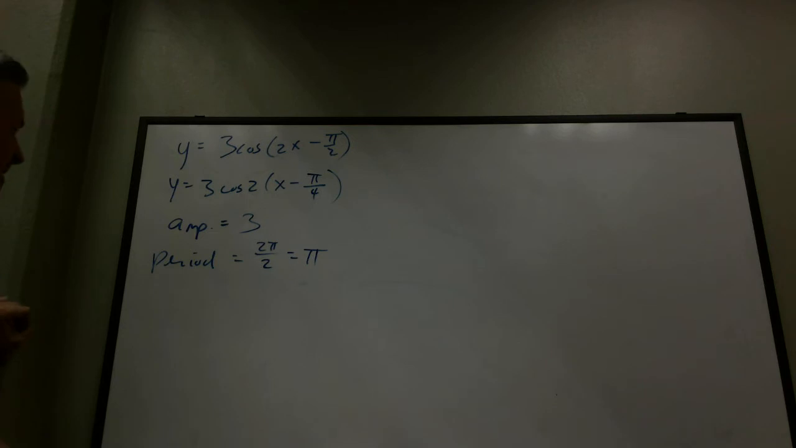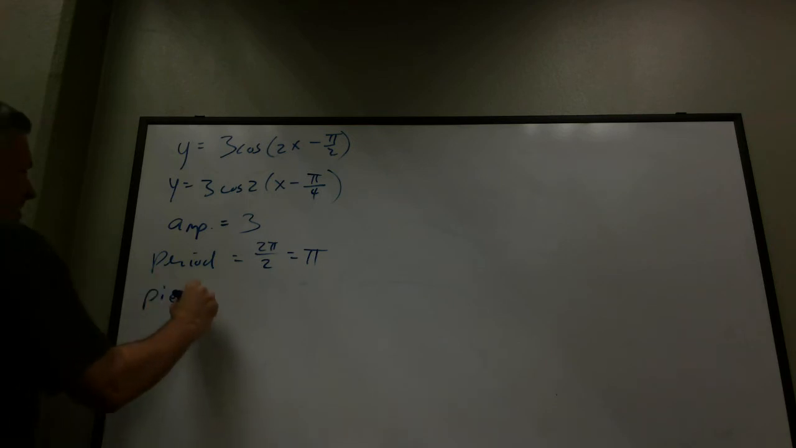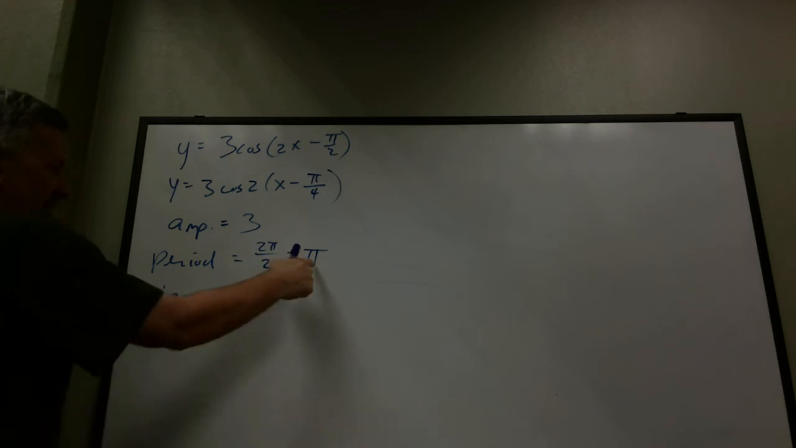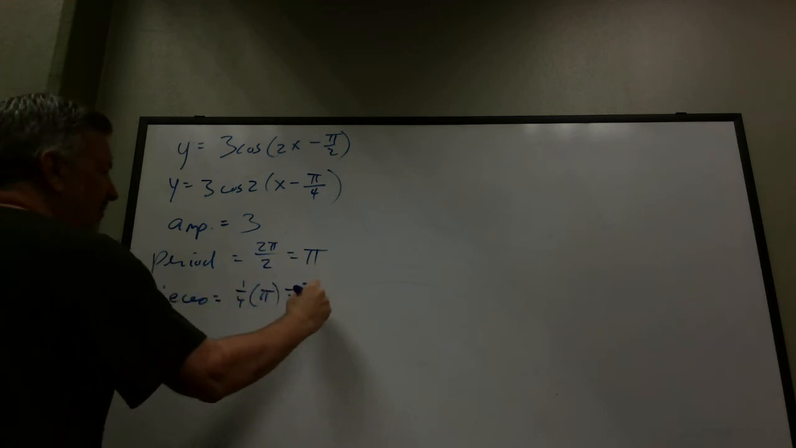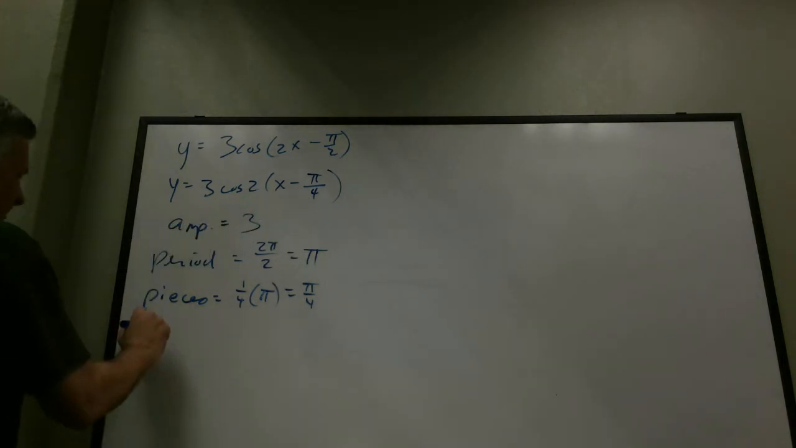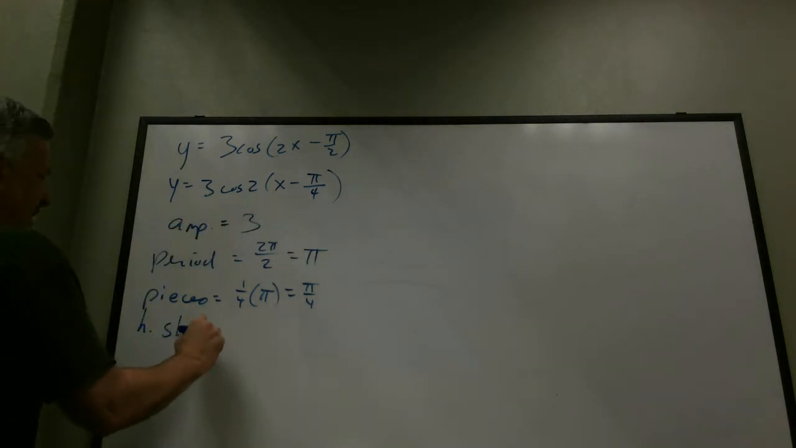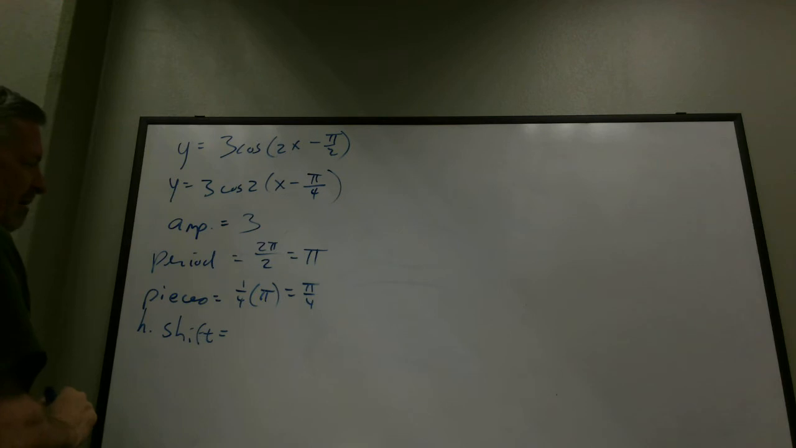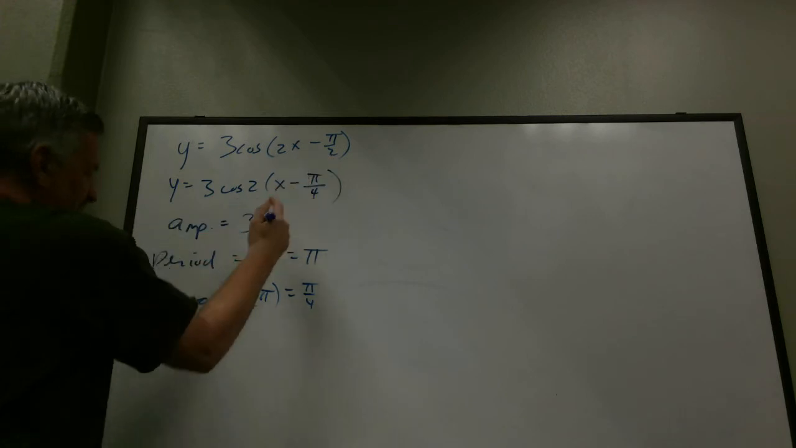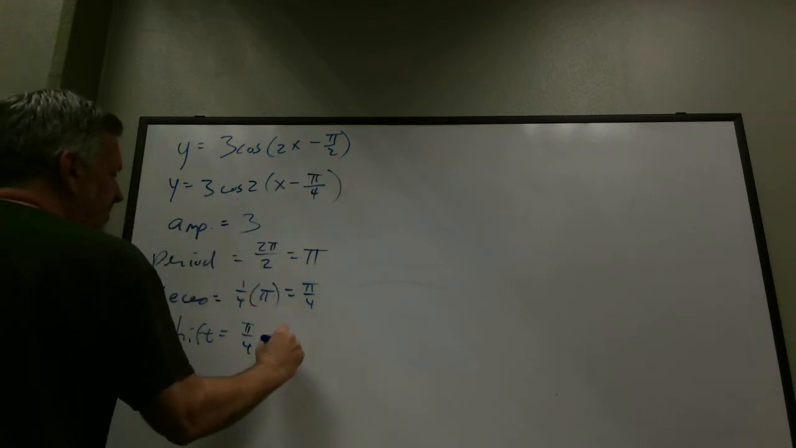And then what's the next thing? I want you to find the pieces. Remember, the pieces is 1/4 of the period, so this is pi over 4. And then there's one thing left, and what is it? We have a horizontal shift here, a phase shift. And how much, which way? See, if we didn't factor, you'd be inclined to say pi over 2 to the right, but it's not. It's pi over 4 to the right.